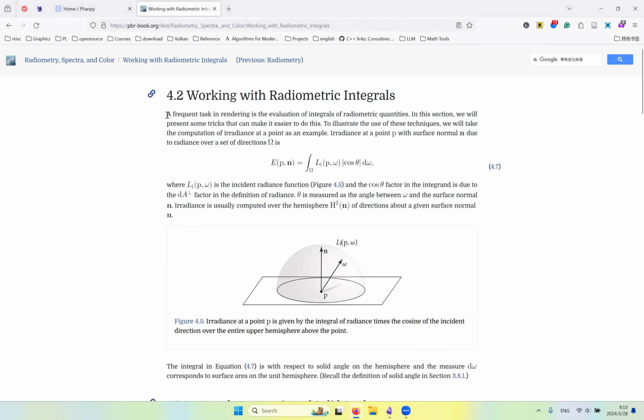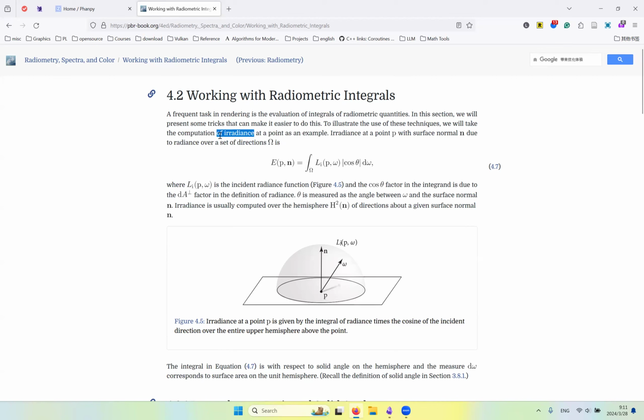Okay. So a frequent task in rendering is to evaluate integrals of radiometric quantities. So these chapters just talk about that stuff. I appreciate that they spent a section just talking about this. We will take the computation of irradiance at a point as an example.